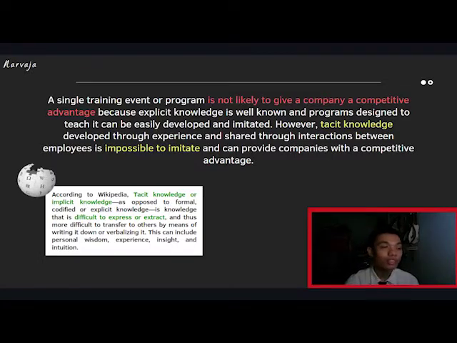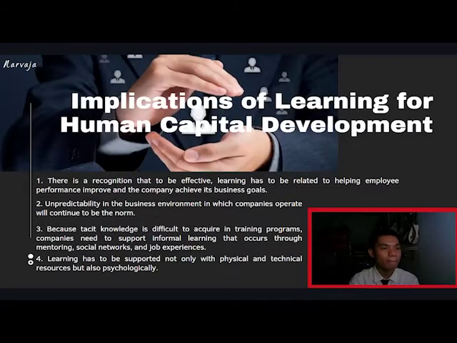We can infer that the wisdom of a person is her tacit knowledge, and the knowledge itself is what we can call the explicit knowledge. This results in the dedication of many organizations to build specific training programs to develop the tacit knowledge. Implication of learning: human capital development.